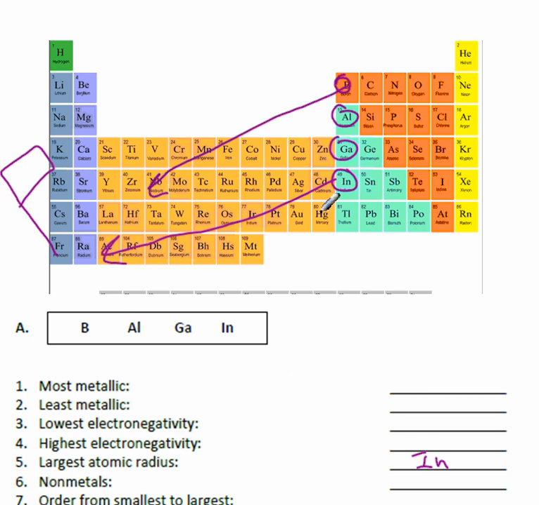If they asked who is a nonmetal, in this case there aren't any nonmetals. Remember, nonmetals are basically carbon, this section down here. These are representing the nonmetals right there.